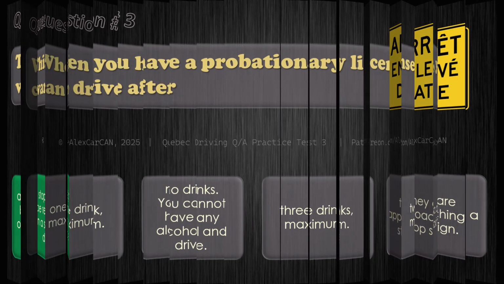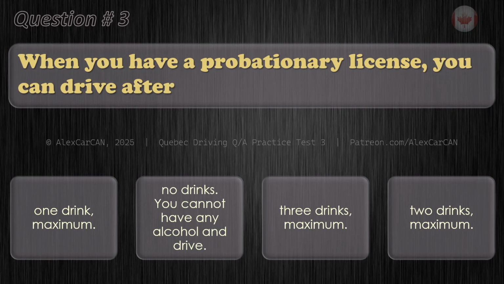Question number 3. When you have a probationary license, you can drive after 1 drink, maximum. No drinks. You cannot have any alcohol and drive. 3 drinks, maximum. 2 drinks, maximum. The correct answer is no drinks. You cannot have any alcohol and drive.